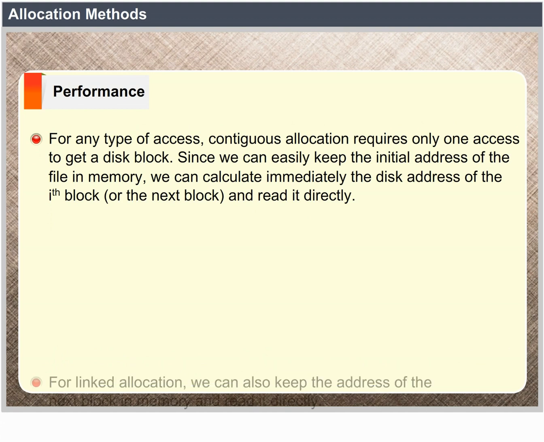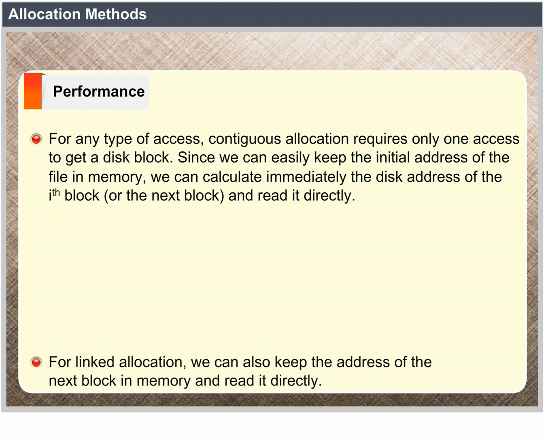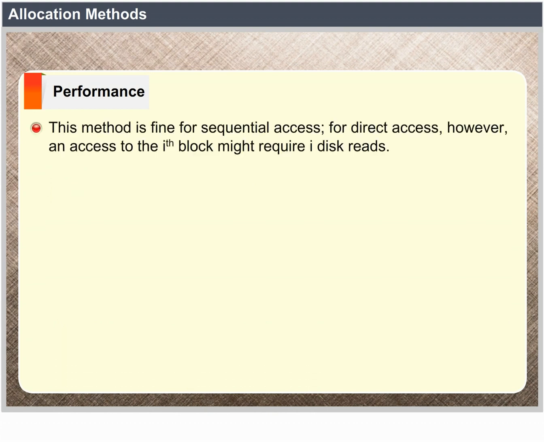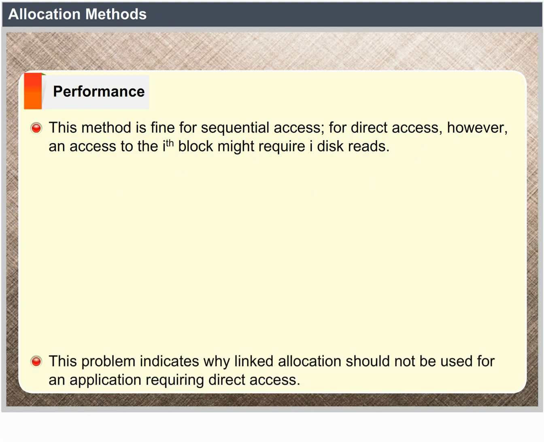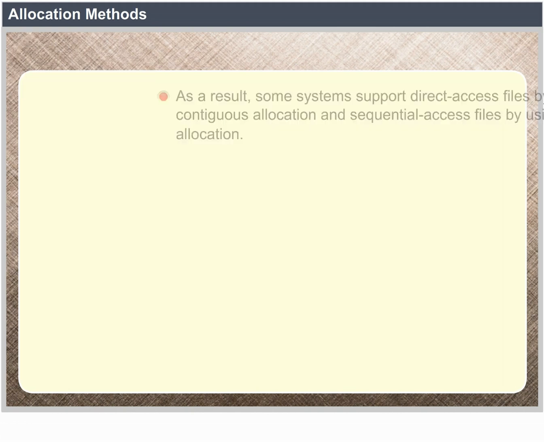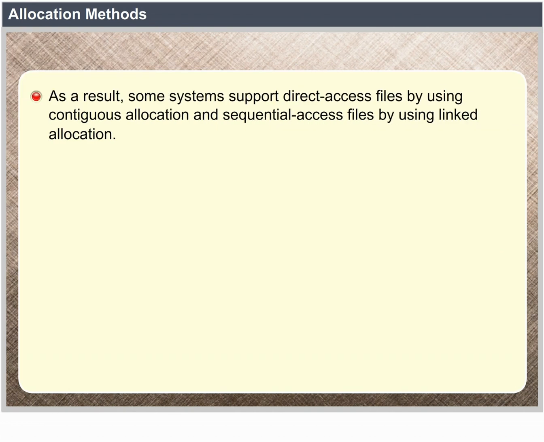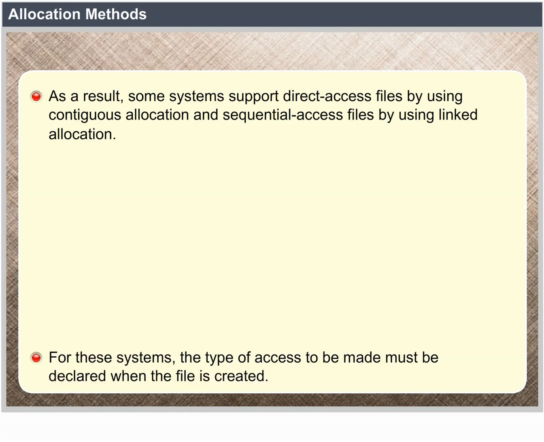For linked allocation, we can also keep the address of the next block in memory and read it directly. This method is fine for sequential access. For direct access, however, an access to the ith block might require i disk reads. This problem indicates why linked allocation should not be used for an application requiring direct access. As a result, some systems support direct access files by using contiguous allocation and sequential access files by using linked allocation. For these systems, the type of access to be made must be declared when the file is created.